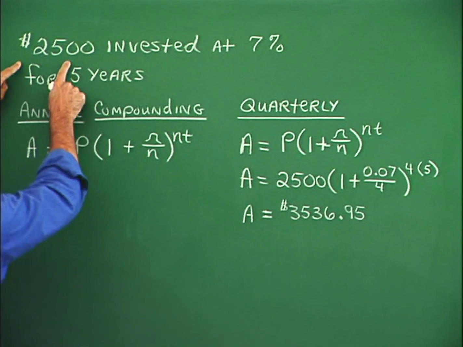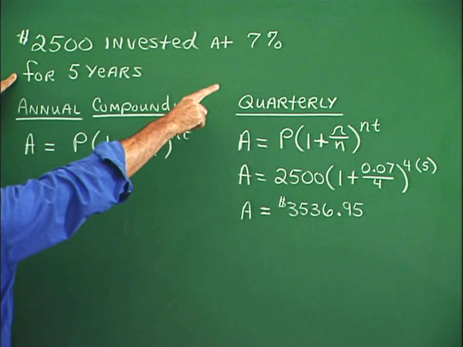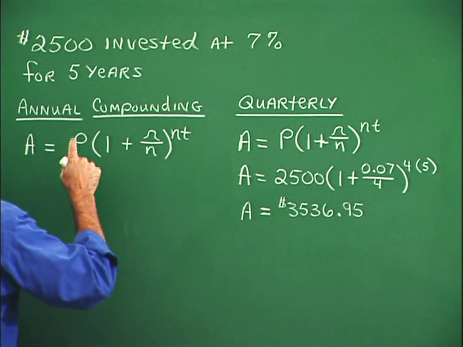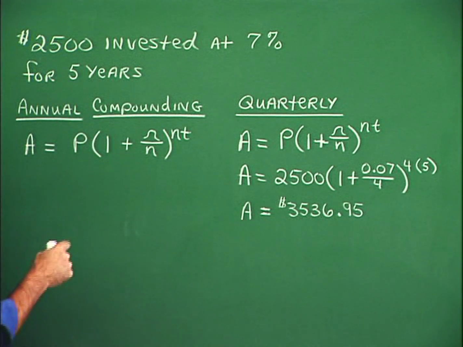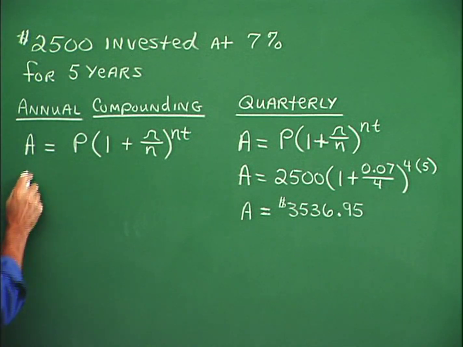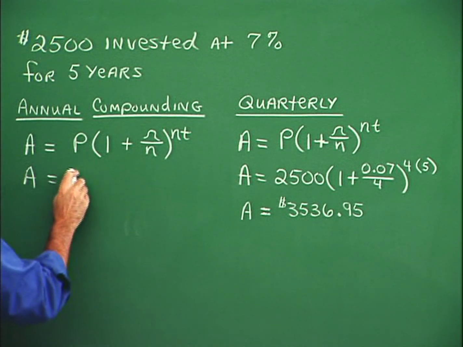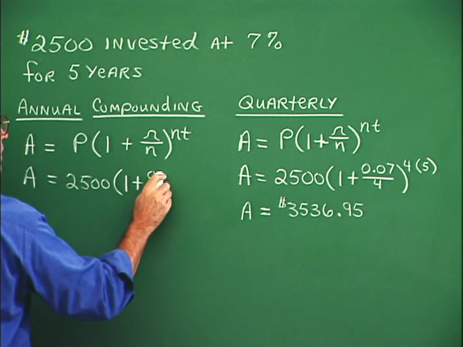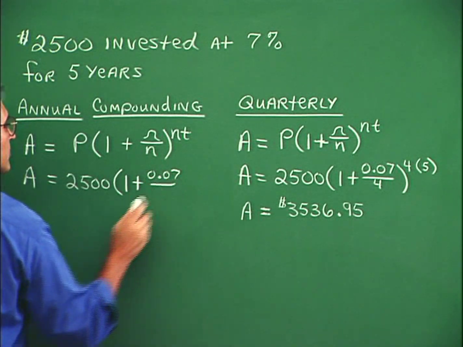Let's figure that $2,500 is invested at 7% for 5 years. Now, if the compounding occurs annually, that's 1 time per year, then we would find the amount like this. Replace P with 2,500, replace R with 7%, or 0.07.